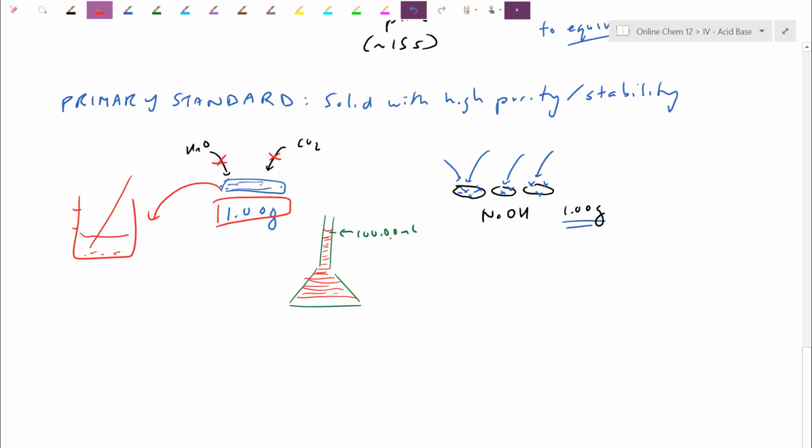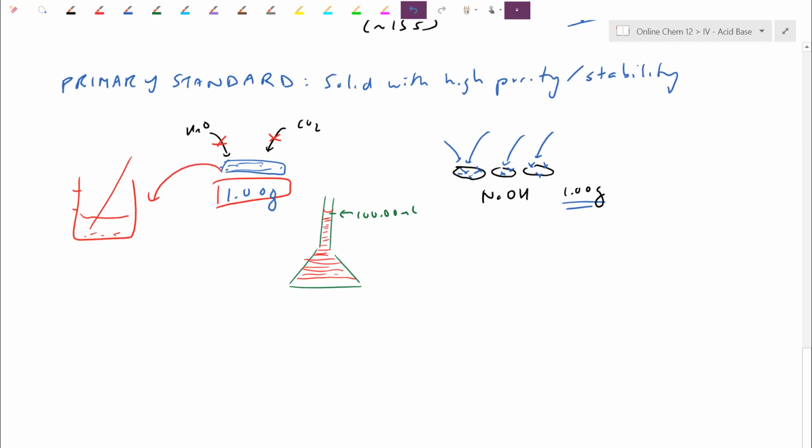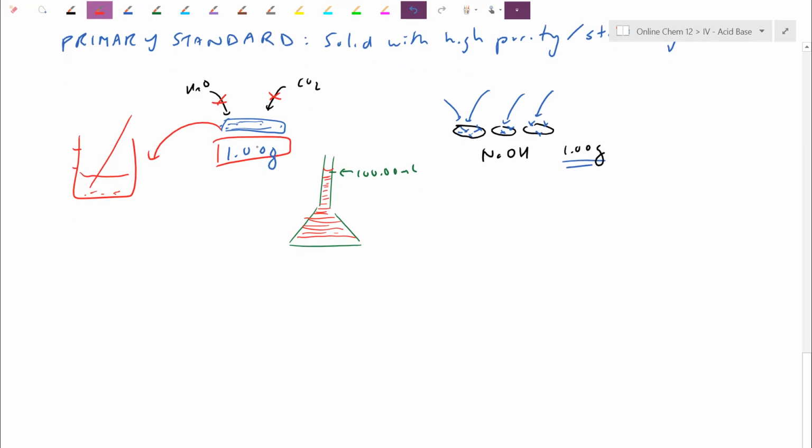I also know that the volume, in this case here, is 100 milliliters, and therefore I can take the molar mass, find moles, and then divide it by 0.1 liters. That's how I would actually find the concentration.